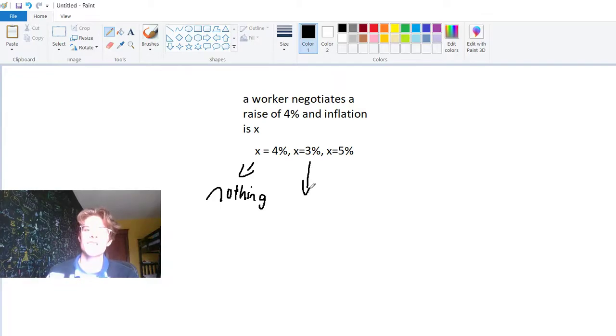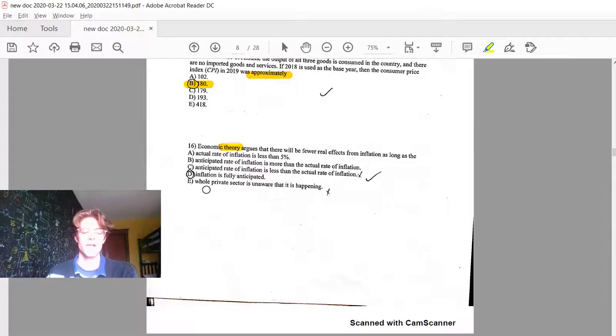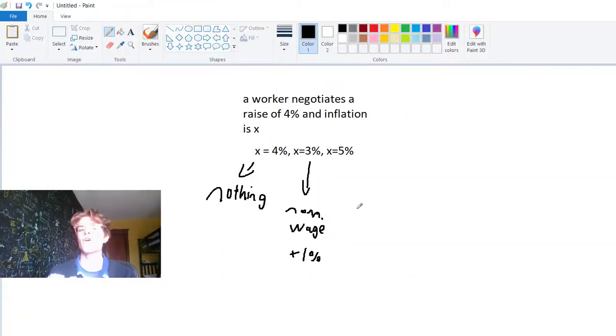If the inflation is only 3%, well, now their nominal wage is 4% minus 3%. Their real wage went up by 1%. So they are better off, and the employer is worse off. So there will be more effects. We don't know who it's going to affect. We know it's going to be better for the people who got more of a wage, and it's going to be worse off for the people who have to pay them, right? And vice versa here, the wage is going to go down by 1%, their real wage.